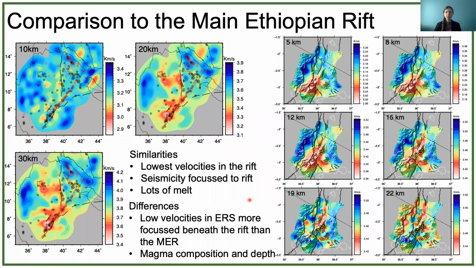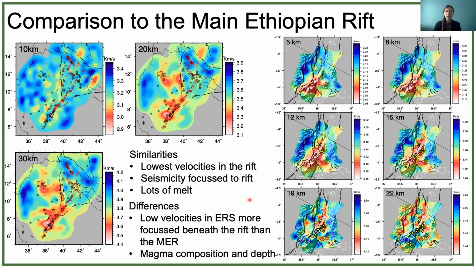So when we compare the two regions, like I said, we find similarities and differences. The lowest velocities are within the rift, and seismicity focuses to the rift. They're also both locations with lots of melt. However, there are crucial differences. The lowest velocities in the eastern rift segment are more focused to the rift and are bound by the border faults, in contrast to the main Ethiopian rift, where low velocities extend significantly far off rift.